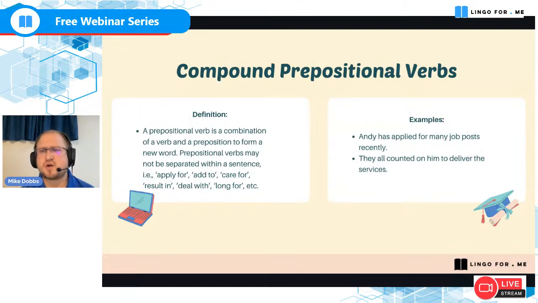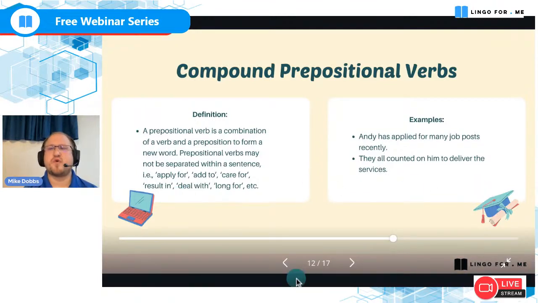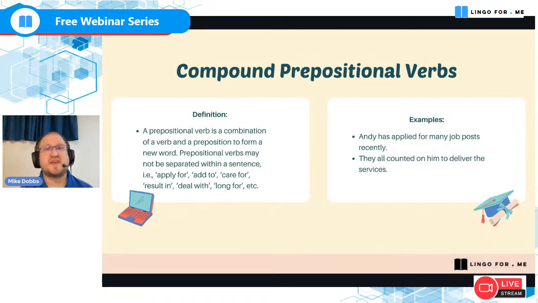So examples we'll just talk about here quickly. Andy has applied for many job posts recently. So that's what we're talking about, apply. He is applying for many jobs, meaning he is trying to get a new job and he wants to get hired. So he would maybe send in his resume or CV, depending on the country you're in. And so he did that in the past, which is, we say apply for, but applied, we're adding the ED at the end. And then the second example, they all counted on him to deliver the services.